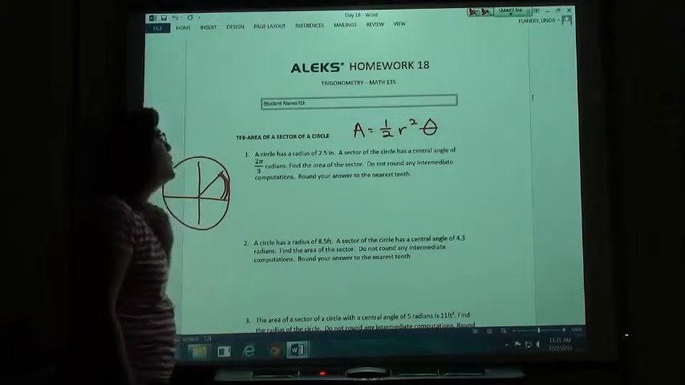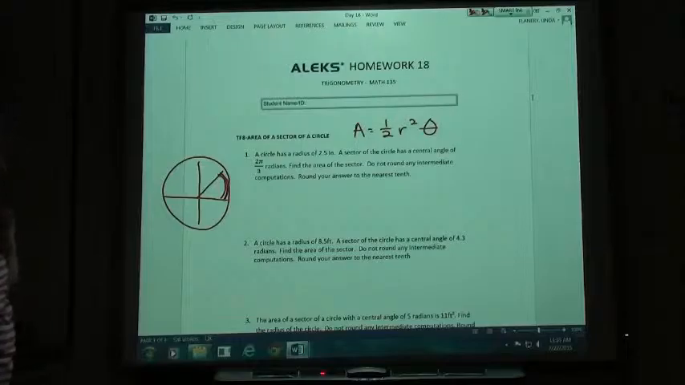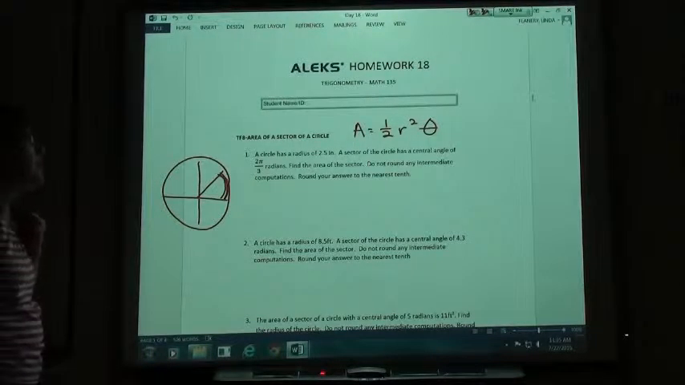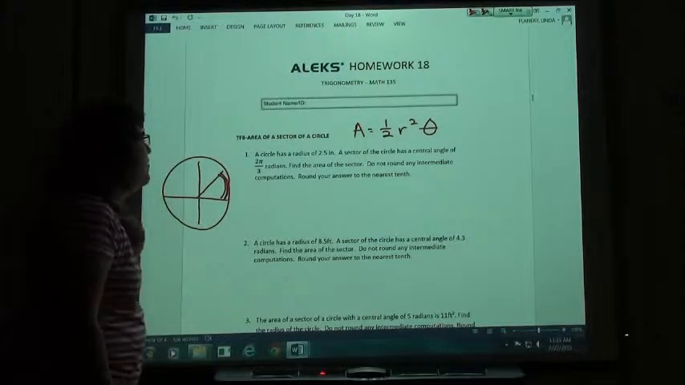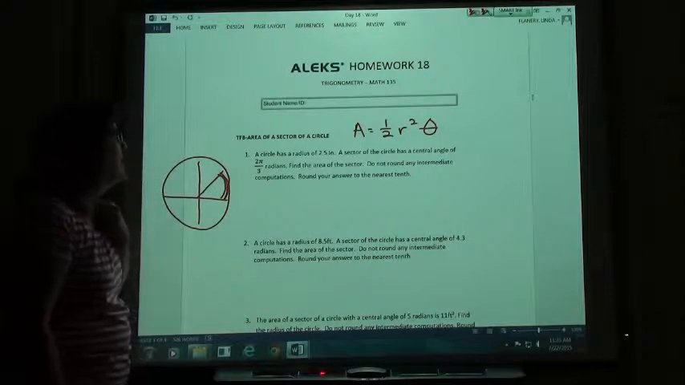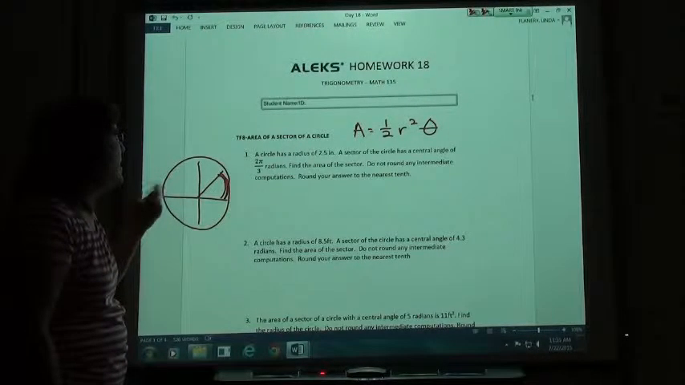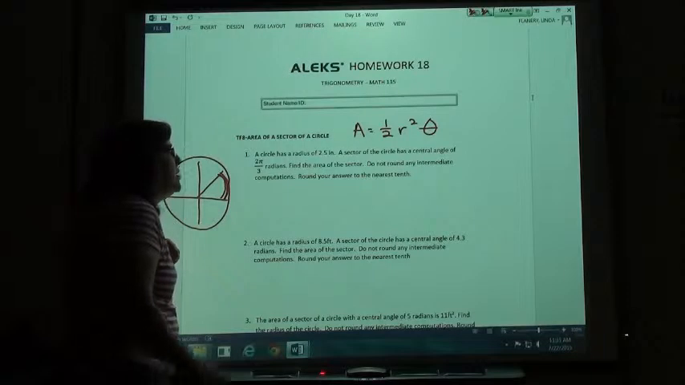So it says a circle has a radius of 2.5 inches. The sector of the circle has a central angle of 2 pi over 3 radians. Find the area of the sector. Do not round any intermediate computations. Round your answer to the nearest tenth.